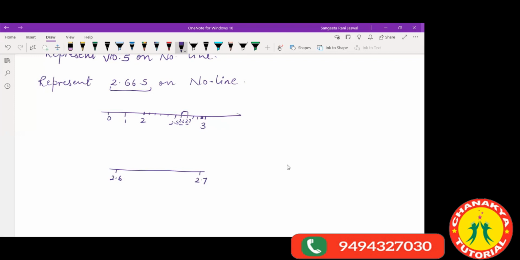and 2.7. Now this is 2.6 and this is 2.7. Now I'll magnify this also and show you. The distance between 2.6 and 2.7 I will divide into 10 small parts. 1, 2, 3, 4, 5, 6, 7, 8, 9, 10. Okay, 10 equal parts. Now 2.6 and 2.7. Now this distance is 2.665.